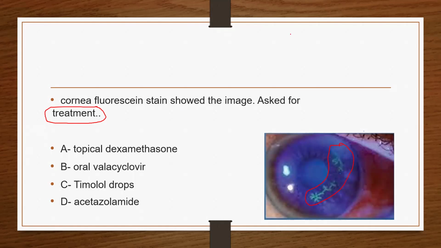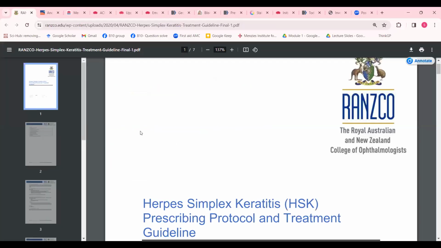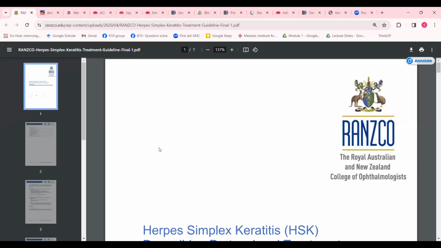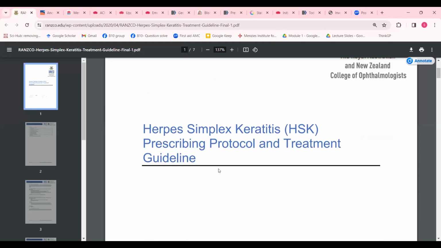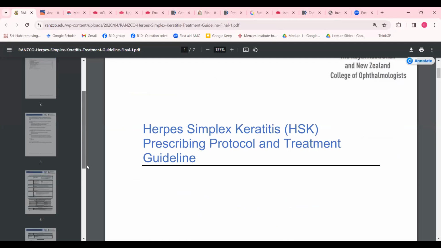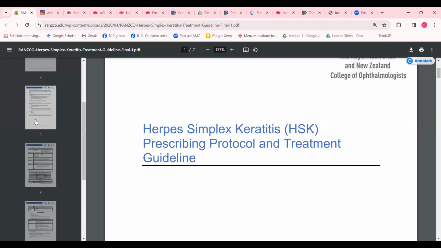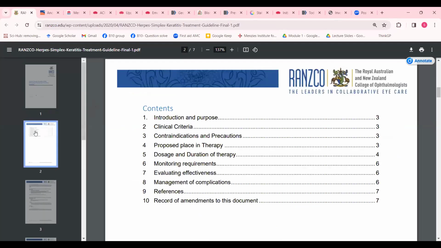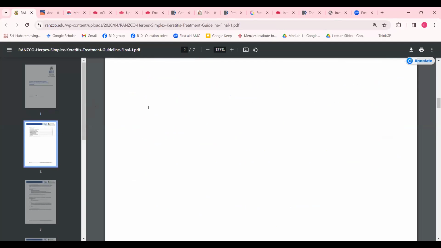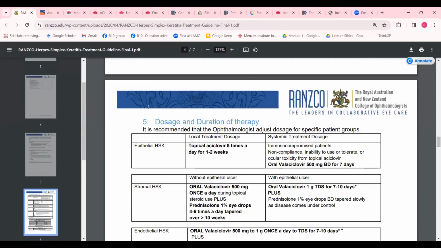Now let me give you a brief overview of the management of dendritic ulcer. For this, what you have is this guideline, Royal Australian and New Zealand College of Ophthalmologists, herpes simplex keratitis. In other words, the dendritic ulcer treatment protocol. It's a guideline of 7 pages actually. It's a very small one. You don't need to read it from top to bottom. I'll just tell you what you should know.